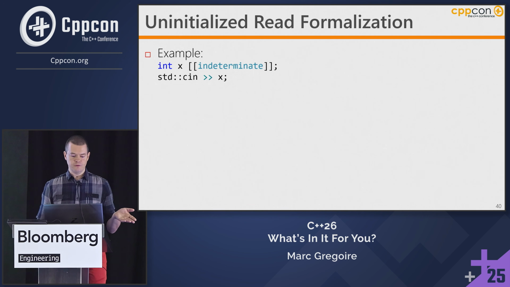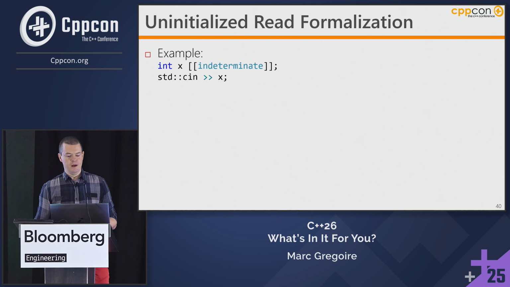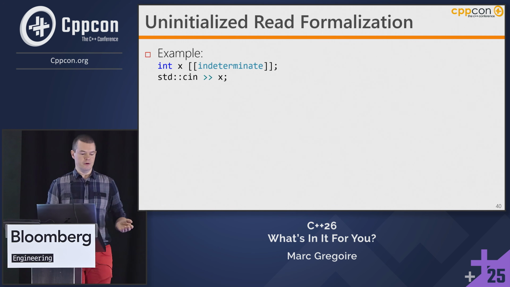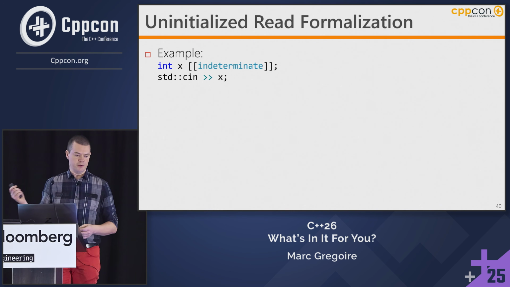And when would you use this? For example, in this case, when you define an int variable x, and you don't care what is in there because you're going to override it anyway with input coming from std::cin, then you can just mark x as indeterminate.